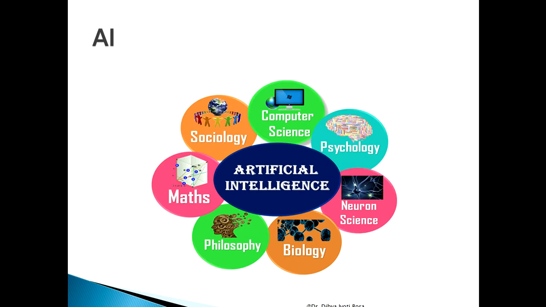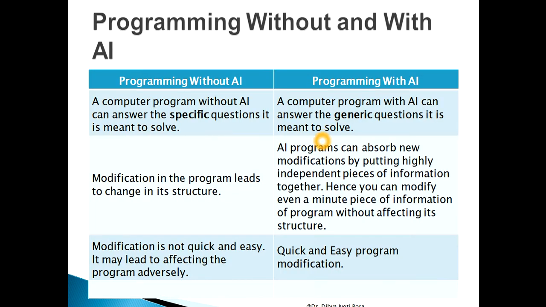So this is the diagram representing them. You will see that AI is composed of, or has been contributed to by, sociology, computer science, psychology, neuroscience, biology, philosophy, and maths. Then we should know the basic difference between a program with AI and a program without AI. So let's discuss them: programming without AI and programming with AI.